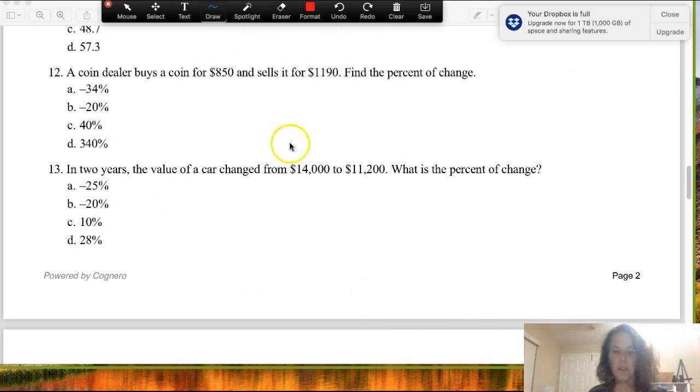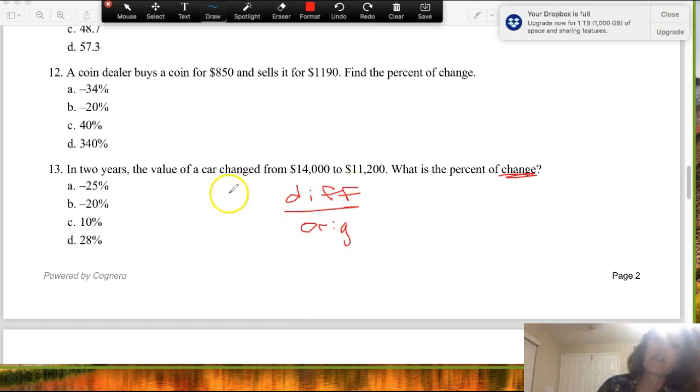All right, number 13. In 2 years, the value of a car changed from 14,000 to 11,200. What's the percent of change? Well, look, it goes from 14,000 to 11,200. Cars do decrease in value. This is a percent decrease. You still find the difference. You still do the difference divided by the original to find the percent decrease, or the percent of change.